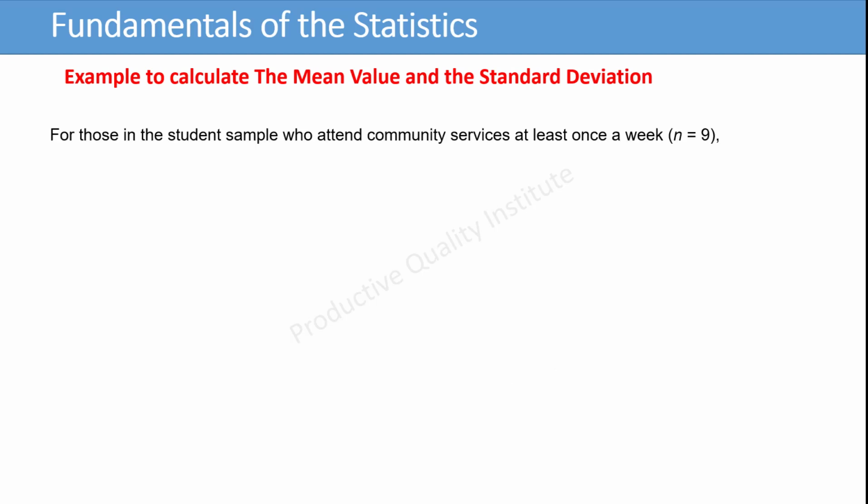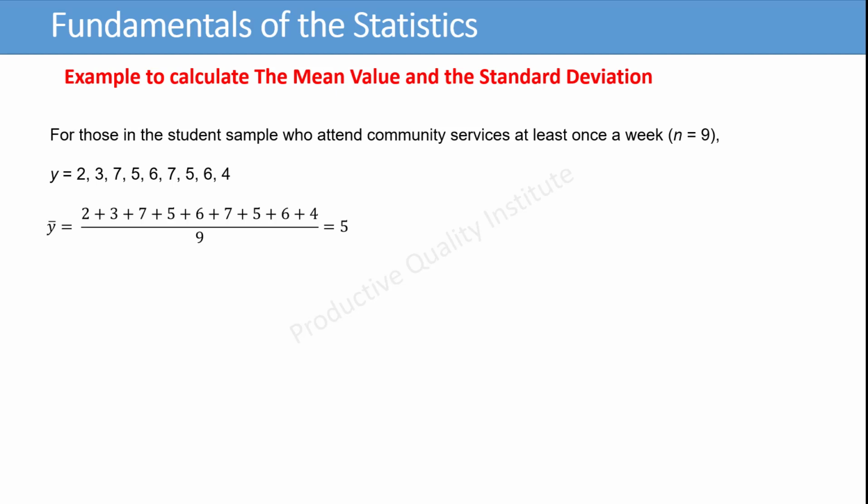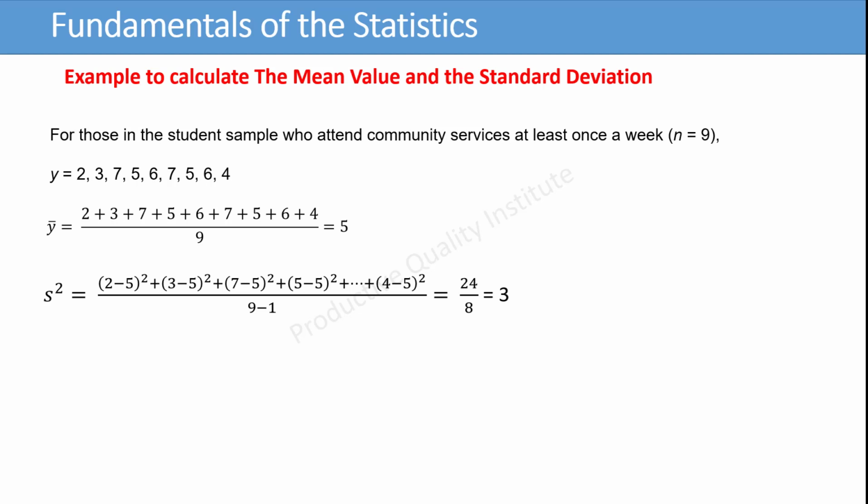Example: to calculate the mean value and the standard deviation, take a sample of 9 students who attend community services at least once a week. First, calculate the mean, it is 5. Then, calculate the variance, as described in the previous slide, the variance is 3. Take the root mean square of the variance to calculate the standard deviation, 1.7.